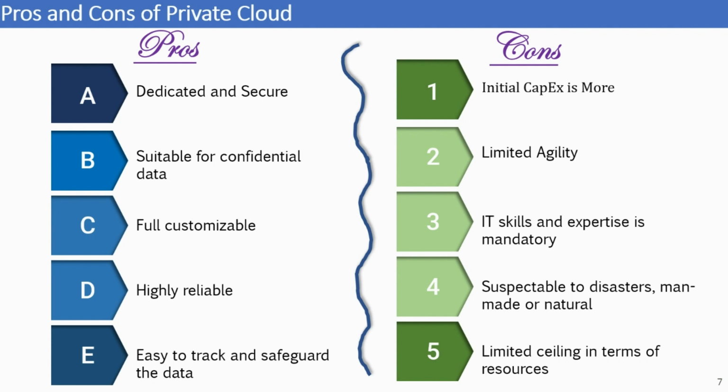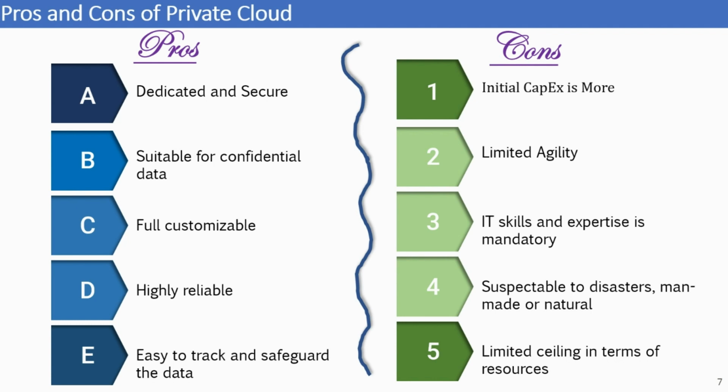The first one is you need initial capex, which is very high. That is, to set up a sophisticated private cloud, companies need to invest heavily in the infrastructure. Also, they need to keep reserves for ongoing maintenance of the infrastructure, which is considered as OpEx.